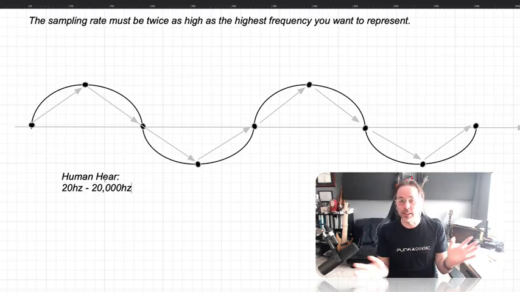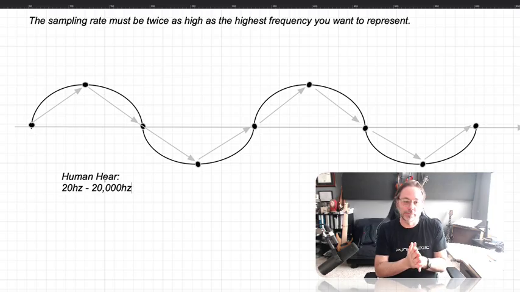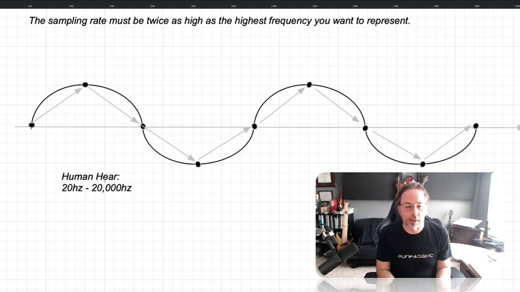Now, interestingly, different animals hear things in different ranges. Dogs can hear sounds much higher than that, and other animals have different hearing. But we're not making recordings for dogs. We're making recordings for humans. So this is what we care about.